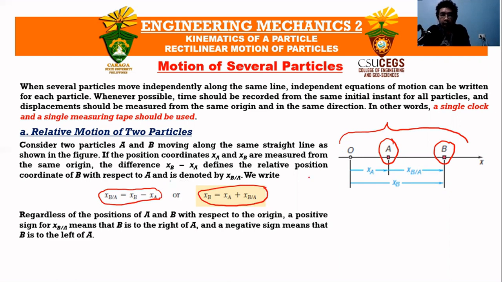So when we talk about the relative position, if it is written in this way, it means that the particle B is with respect to A. But if it is the opposite, A/B, it is the relative position of A with respect to B. So regardless of the positions of A and B with respect to the origin, a positive sign for xB/A means that B is to the right of A, and a negative sign means that B is to the left of A.